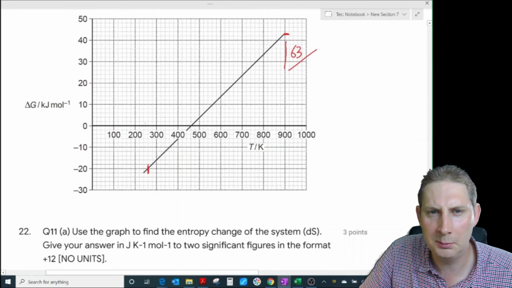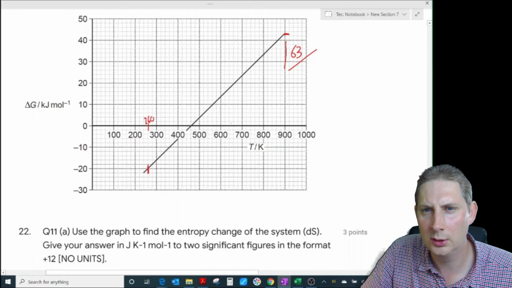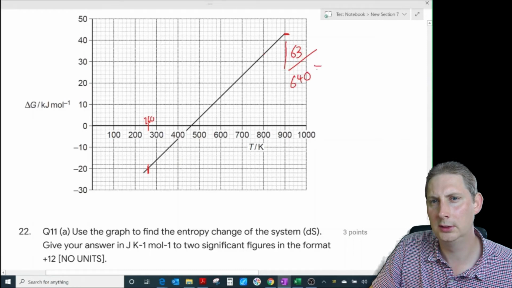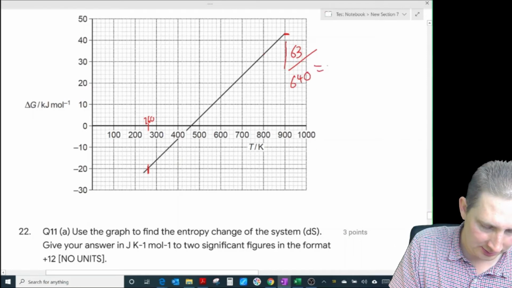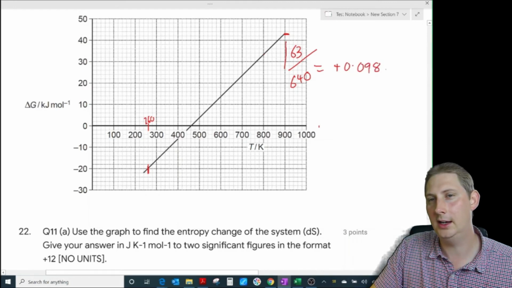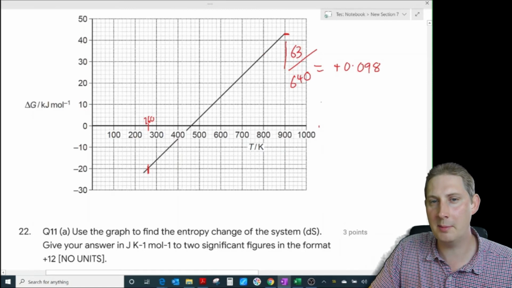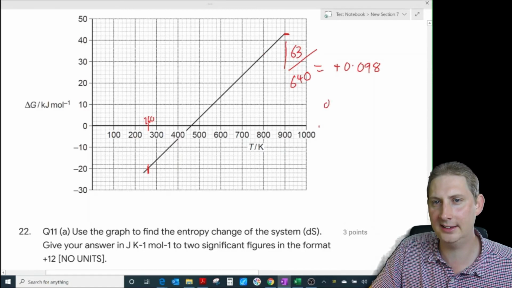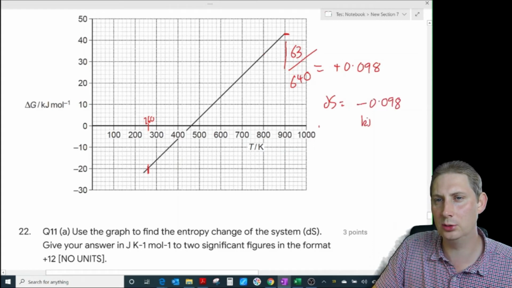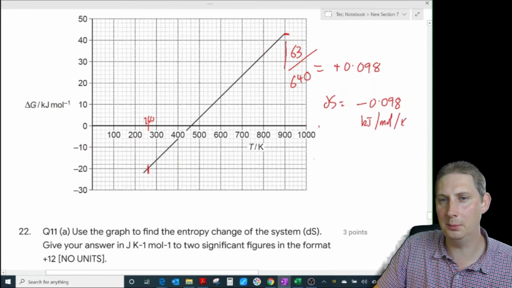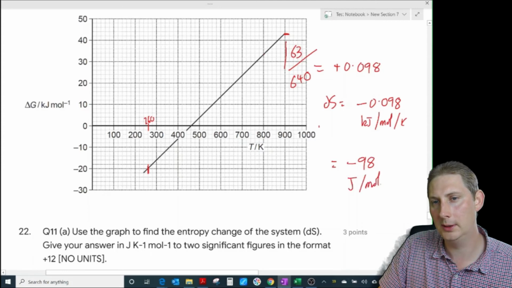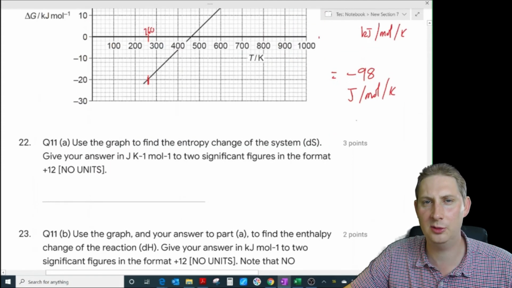So this is 63 divided by, and we've gone from 260 all the way up to 900. So that is 640. 63 divided by 640 is plus 0.098 as the gradient. Now remembering of course that delta S is minus that, so delta S is minus 0.098, and that is in kilojoules per mole per Kelvin. So putting that in joules, that equals minus 98 joules per mole per Kelvin. Okay, that's the entropy change.